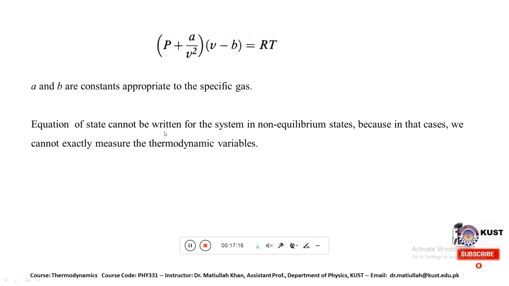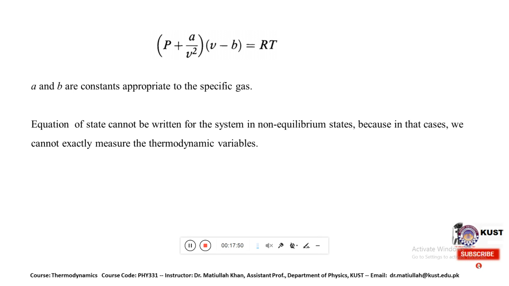So the equation of state cannot be written for a non-equilibrium state. Again, if we want to describe the equation of state for a non-equilibrium state, it cannot be written, because in that case, as I told you, we cannot exactly measure the values of P, V and T: pressure, volume and temperature. If we cannot measure the values of these three macroscopic parameters, how can we determine the properties? So things become complicated for us.